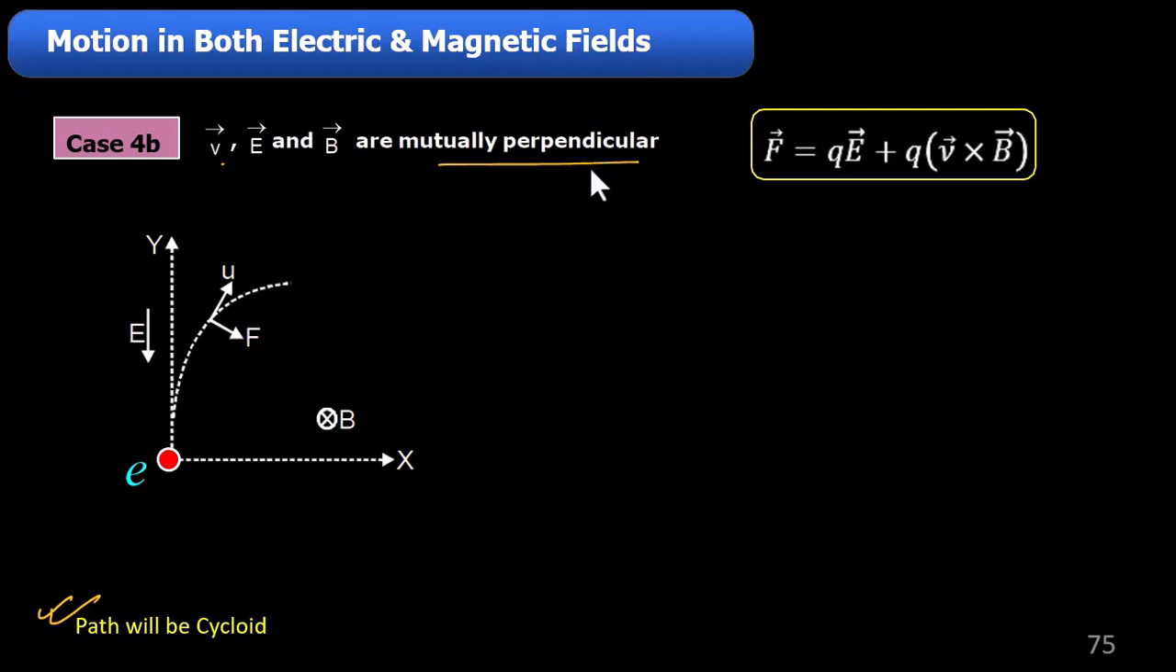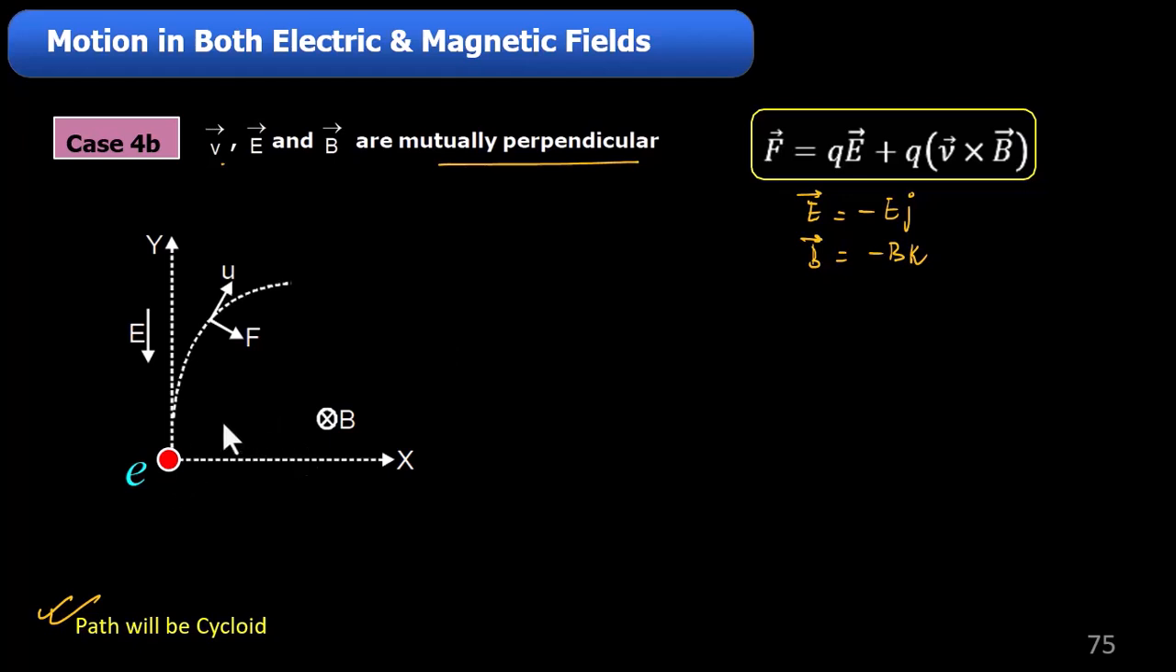Again, let us say there is an electron which is moving under the presence of both electric field and magnetic field. According to the vector notation, the electric field is acting along the negative y direction, so can I write it as equal to minus E into j? Similarly, the magnetic field B vector is acting towards the negative z direction, so that equals minus B into k. These are the two vectors acting on the particle.